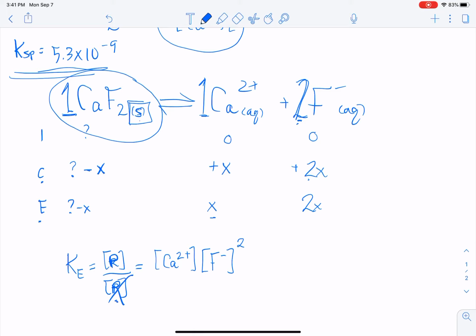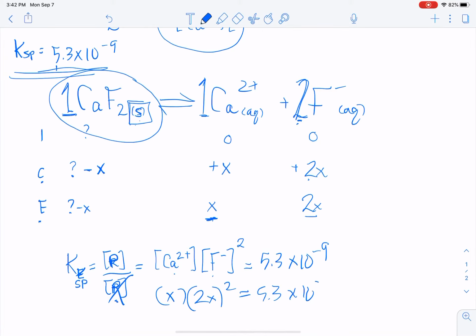So we have concentration of calcium ion and fluorine ion, and because this is a solid dissolving in water, instead of putting an E for equilibrium there, we usually put SP. Okay, so that's why it's a KSP question. The KSP we've been given is 5.3 times 10 to the negative 9. So let's fill in these guys. Calcium is x. The fluorine is 2x. And of course it's all squared.